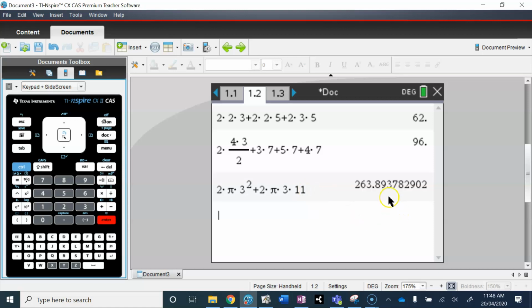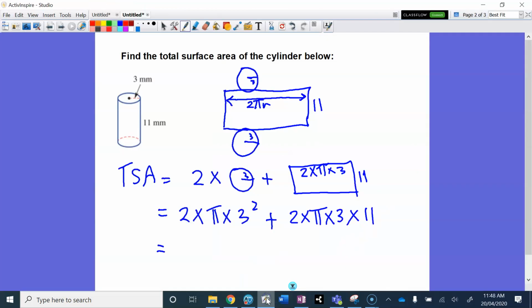My answer correct to 2 decimal places will be 263.89. And my units in this case are millimetres, and because it's an area measurement, it's millimetres squared.